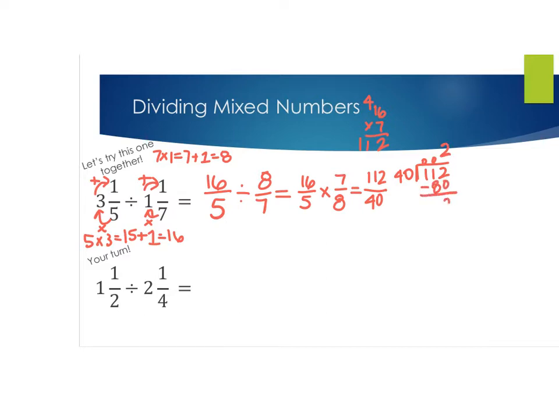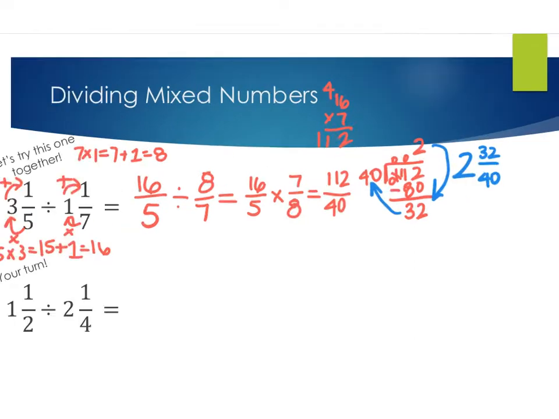2 minus 0 is 2. Going to borrow from here. 11 minus 8 is 3. So since I'm done here, I want to make it a mixed number. I'm going to draw my arrows here. So my whole number is 2. My numerator is 32. My denominator is 40.